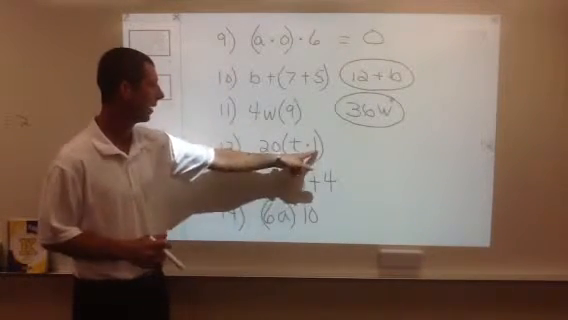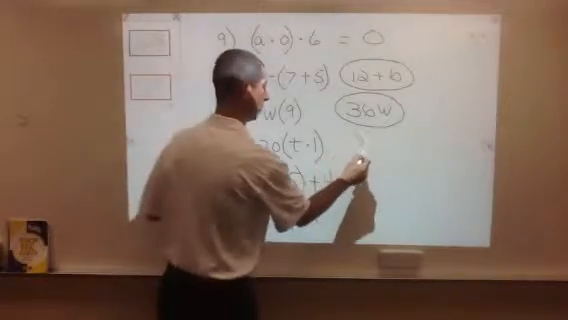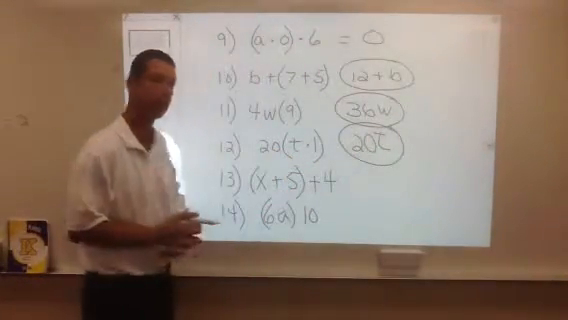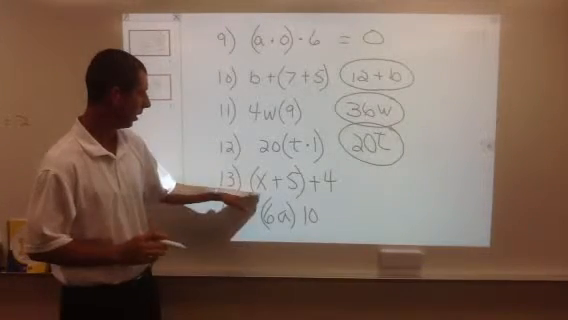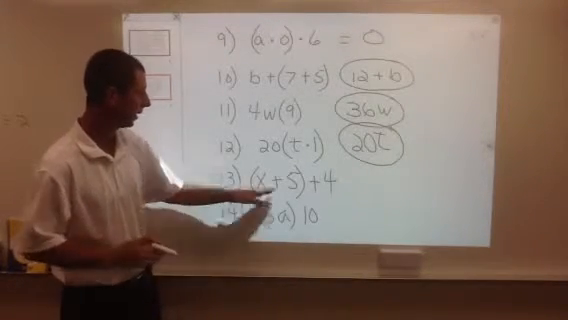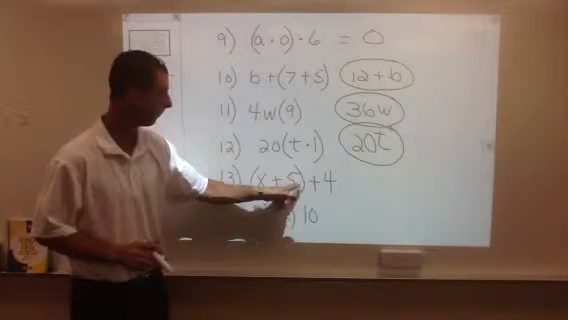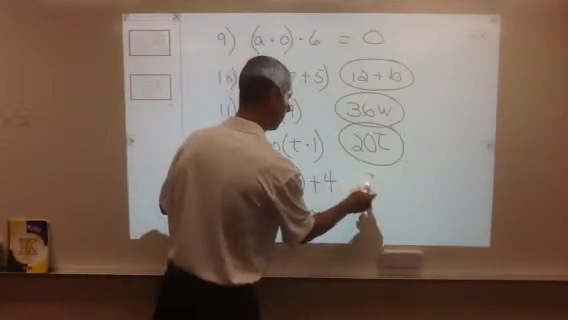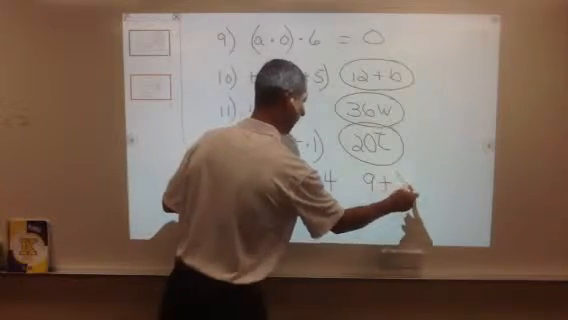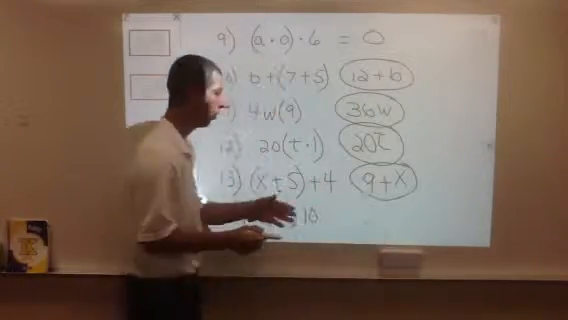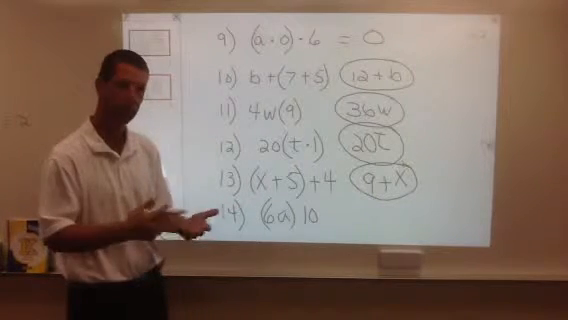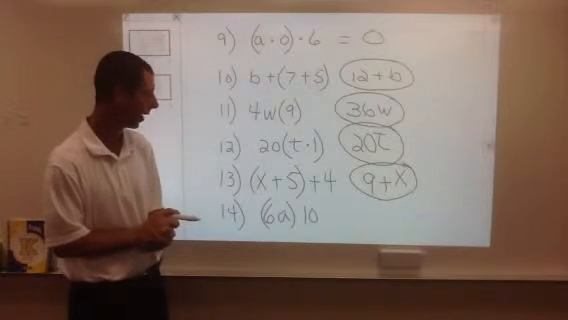This one here, real similar. We can go 20 times 1 is 20. And our T goes with it, so 20T. Number 13, in addition, so we can add these up. 5 and 4 is 9, and we have our X, so 9 plus X. And that order could be reversed. You could put X plus 9, because it's an addition problem, it doesn't matter what order there.